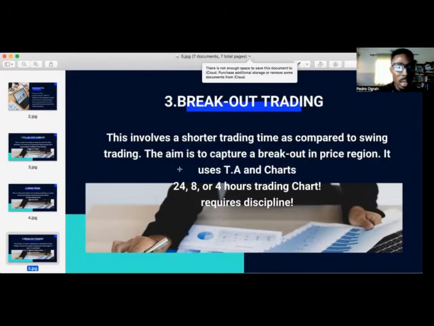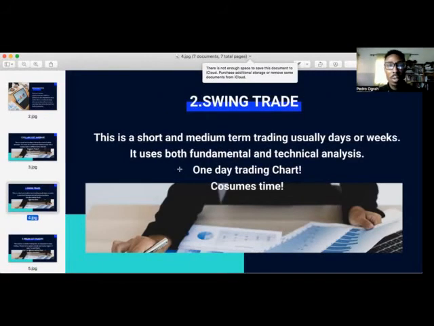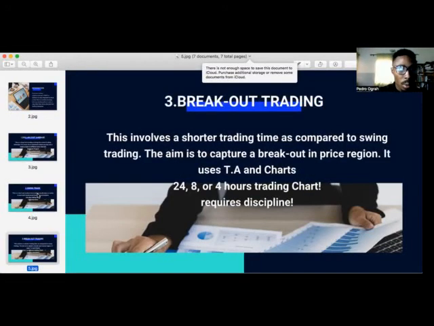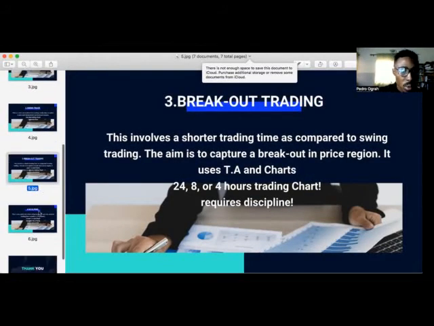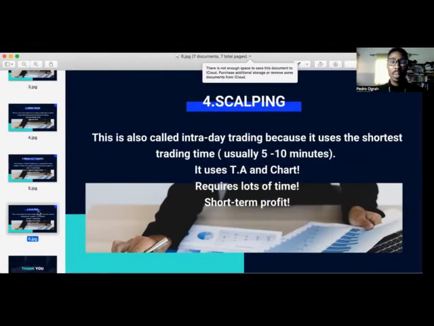The fourth trading strategy we're going to look at, which will be the last for this session, is called scalping. Scalping is also called intraday trading because it uses the shortest trading time, usually 5 to 10 minutes. When we talk about scalping, in fact, this is the most tedious form of trading. It's the most tedious and also, to some extent, the most lucrative form of trading.